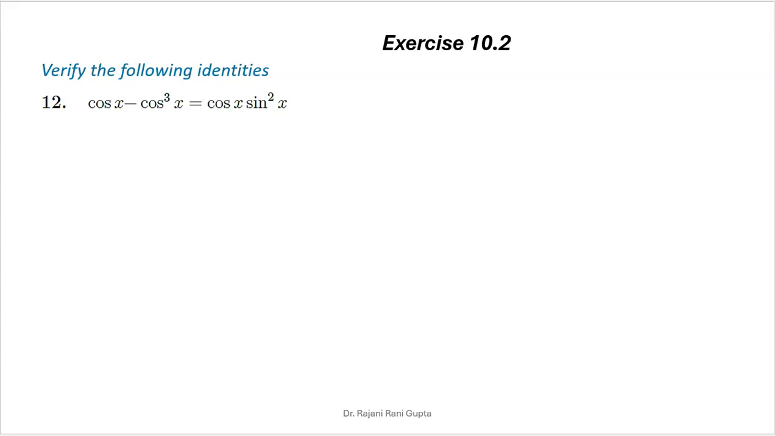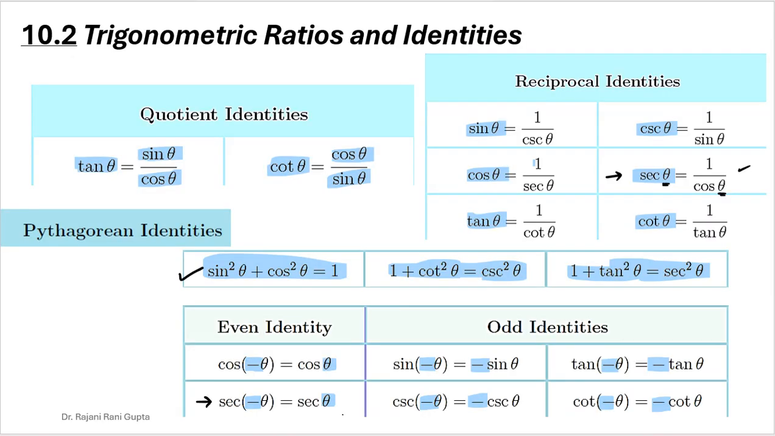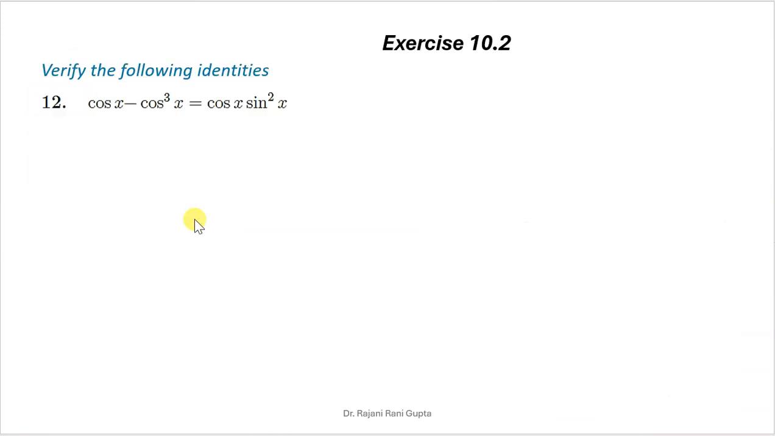Hello everyone. In this video, we will again use the trigonometric identities to prove or verify identities. This is another kind of question that they may ask based on the trigonometric identities. I hope you remember from my previous video the trigonometric identities that I have asked you to memorize: the quotient identities, reciprocal identities, Pythagorean identities, and the even and odd identities. So if you remember this, the other way of asking the question is here.